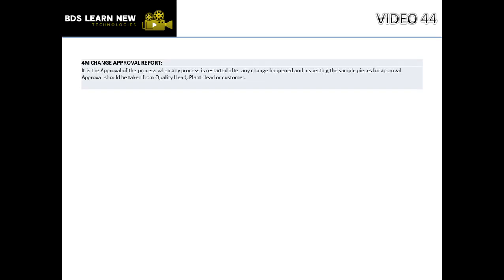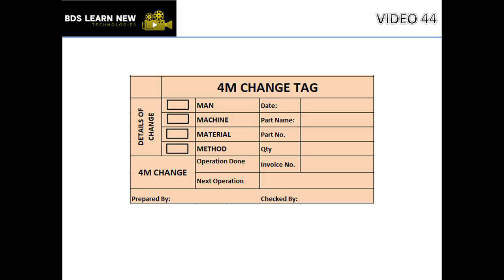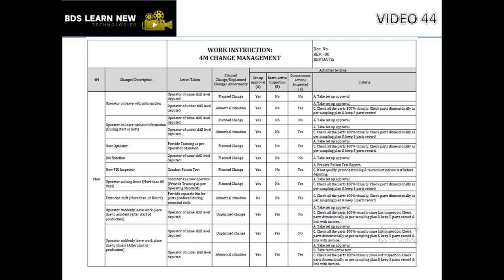Then a forum chain approval report is also required. It is the approval of the process when any process is restarted after a change has happened, inspecting the sample pieces for approval. Approval should be taken from the quality head, plant head or customer. This is the forum chain tag that we use for these operations. Now these are the work instructions, which I'll give just for your reference.